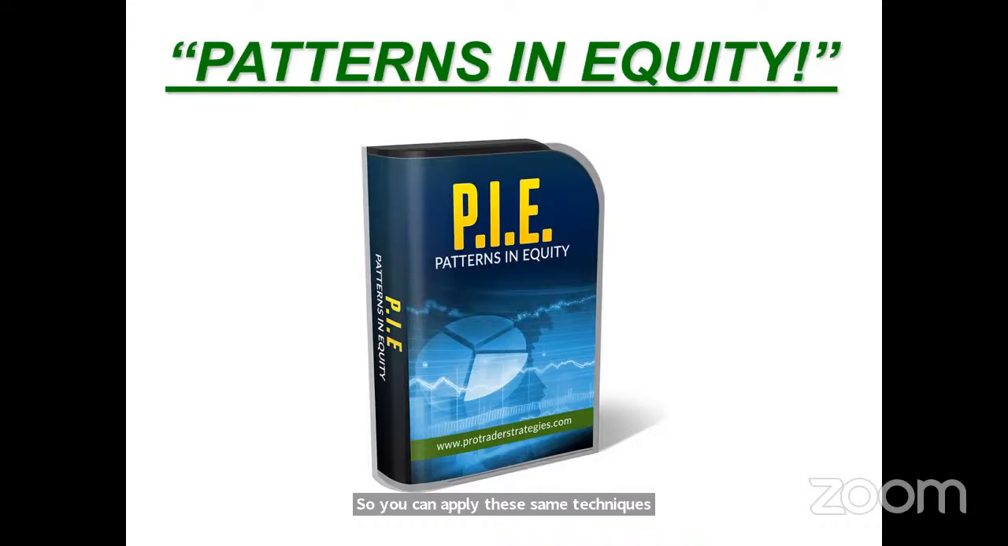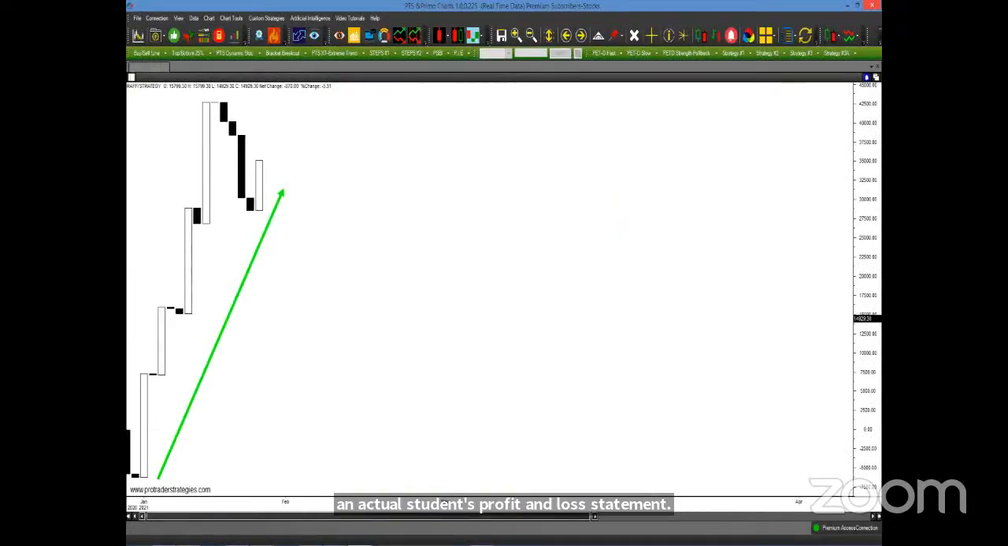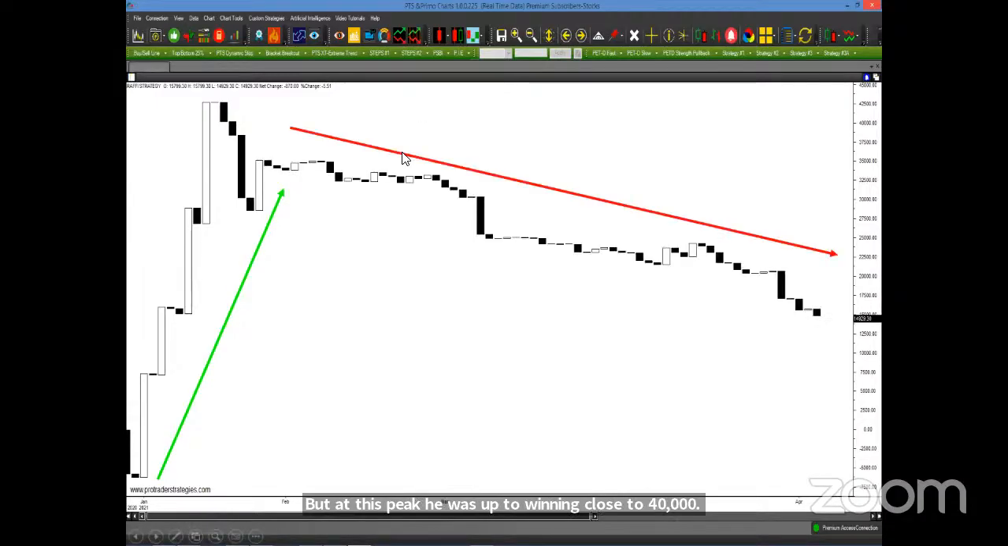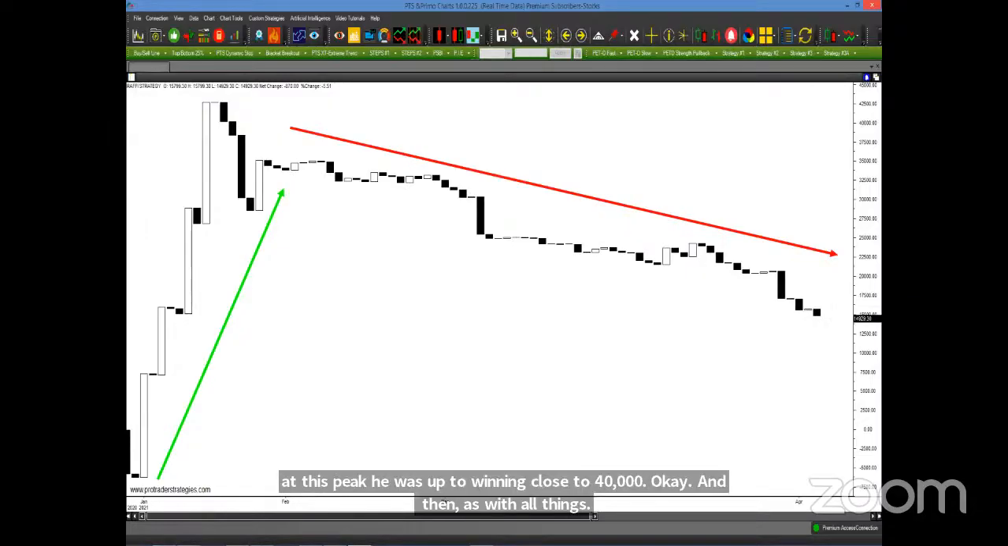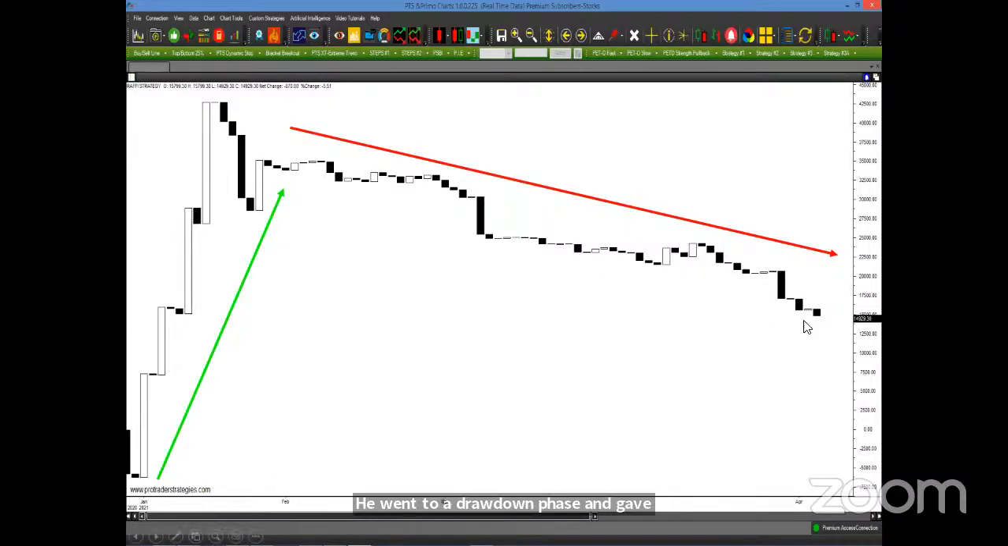Let me give you an example of an actual student's profit and loss statement. This was a student of ours from when we first gave this class, and this student was doing extremely well. As you can see here, each one of these bars represents a winning or losing trade. The student was doing very well, and I believe at the peak, he was up close to 40,000. Obviously, they had a very large account. And then, as with all things, he went into a drawdown phase and gave away a lot of that profit. So here's where the student stopped trading and said, listen, I'm going to take my profit, even though I was doing much better.